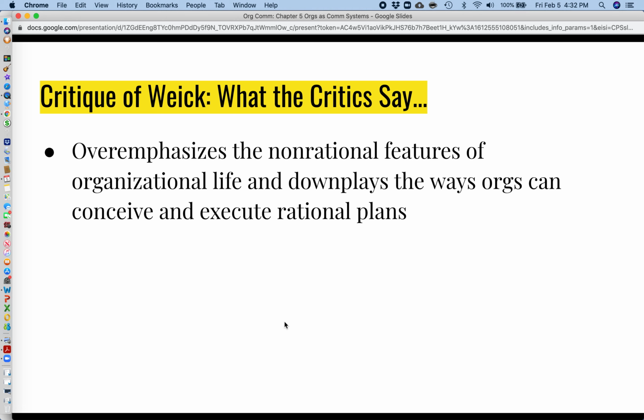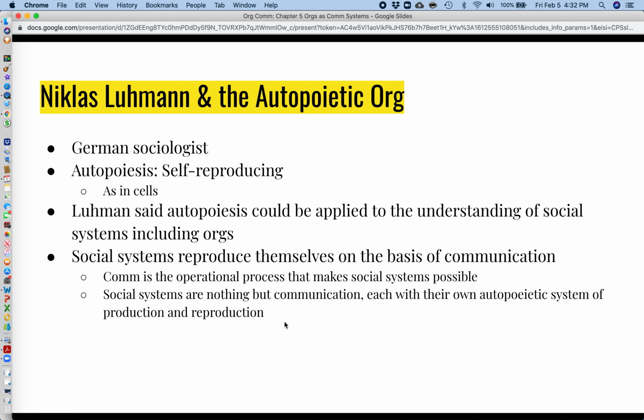So, of course, the major critique of Weick's theory is that it overemphasizes the non-rational features of organizational life. And it downplays the ways that organizations can and do execute rational plans, right? And then finally, I want to talk about the last part of this lecture in this chapter, Niklas Luhmann, and what we call the autopoietic organization.